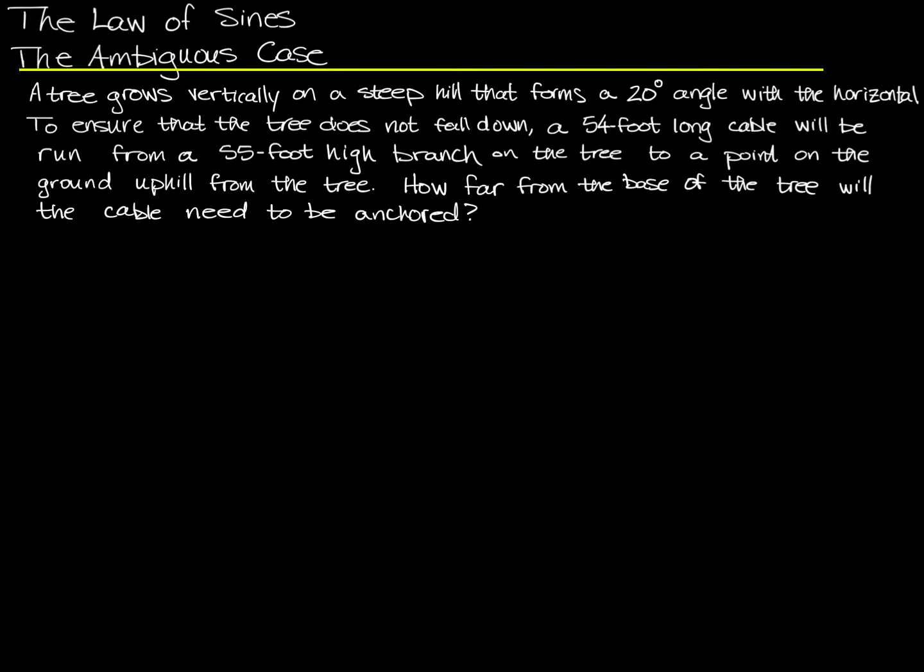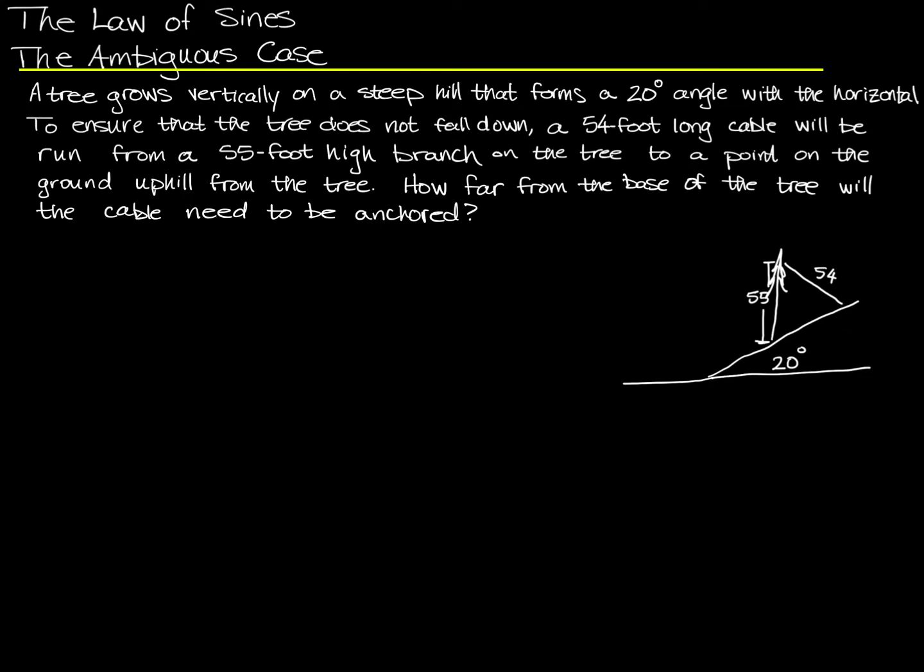So let me try that again. We have a hillside that's forming a 20-degree angle with the horizontal. So we have 20 degrees. And we have a tree growing vertically on that hillside. At a point 55 feet high, let's call that 55, a branch 55 foot high, we're going to take a 54-foot cable and run it, 54 feet, and run it so that it anchors into the ground.